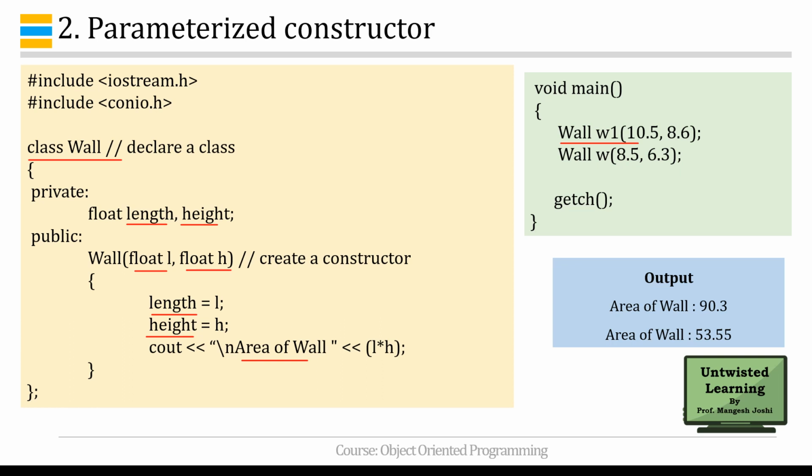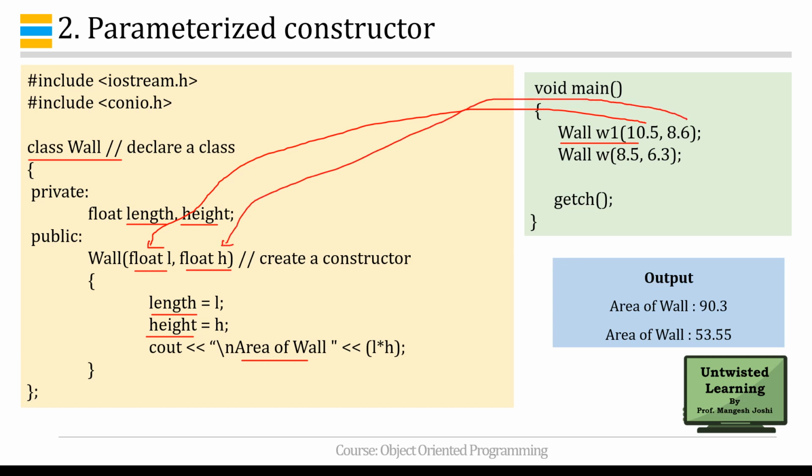Since two arguments are passed, it will call this constructor, and 10.5 will be assigned to L and 8.6 will be assigned to H. Similarly, this length will become 10.5 and this height will become 8.6, and the multiplication of these you will get over here, that is, the area of the wall is 90.3. Similarly, secondly, you are again passing two arguments, and hence the same constructor is called. So in the second case you are getting 53.55.